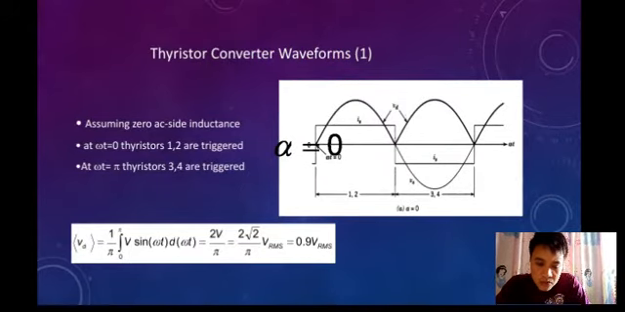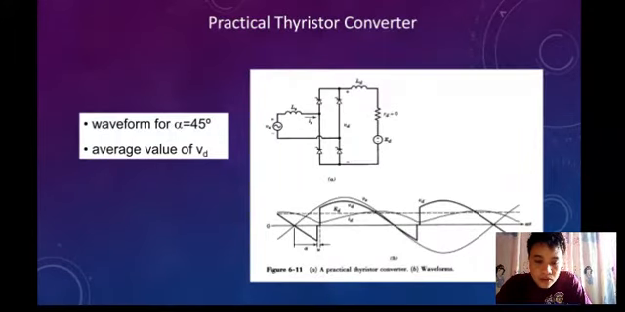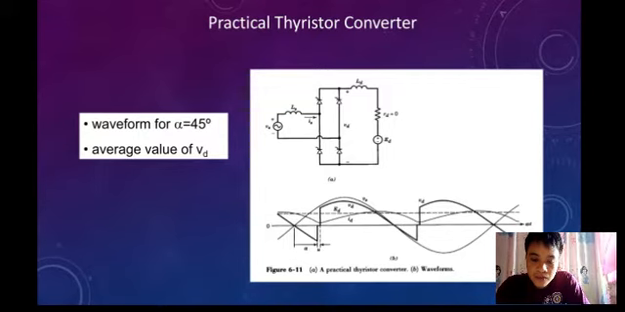Thyristor converter waveforms, assuming zero AC side inductance. At omega t equals 0, thyristors 1 and 2 are triggered. At omega t equals pi, thyristors 3 and 4 are triggered. Practical thyristor converter waveform for an angle of 45 degrees. Average value of VD. This is figure 6-11, a practical thyristor converter for A and the waveform for B.